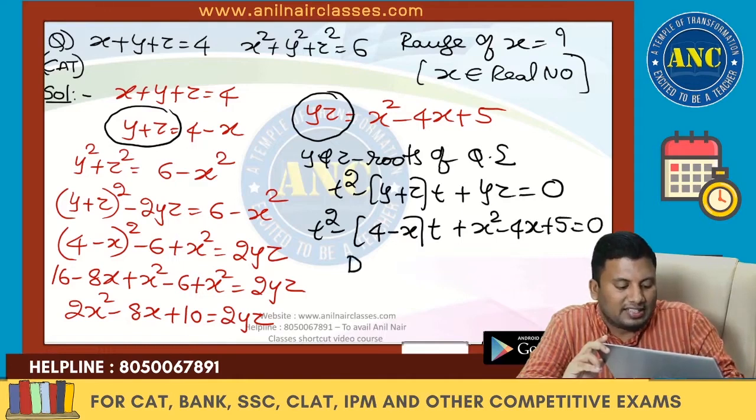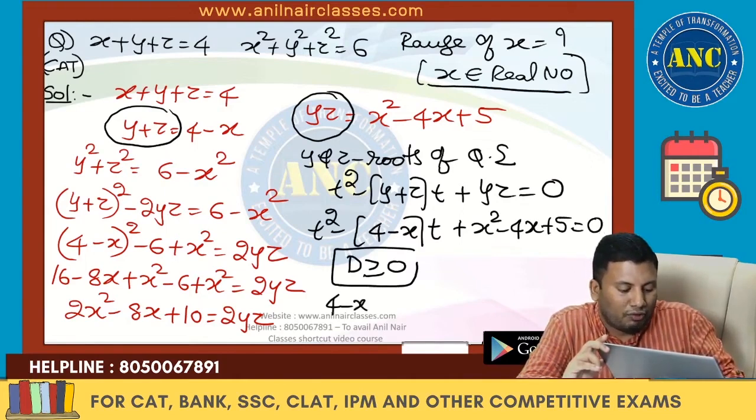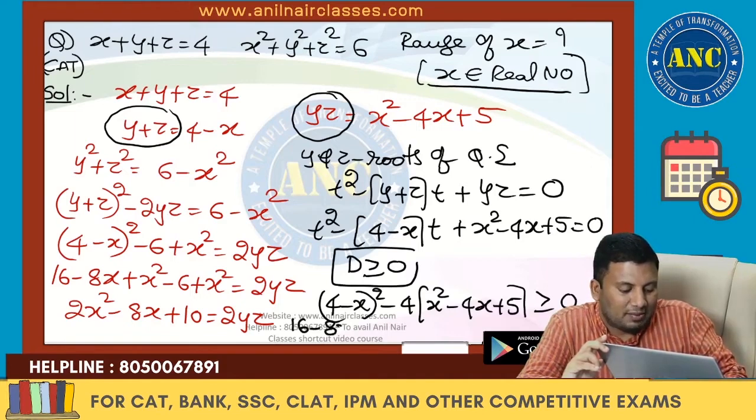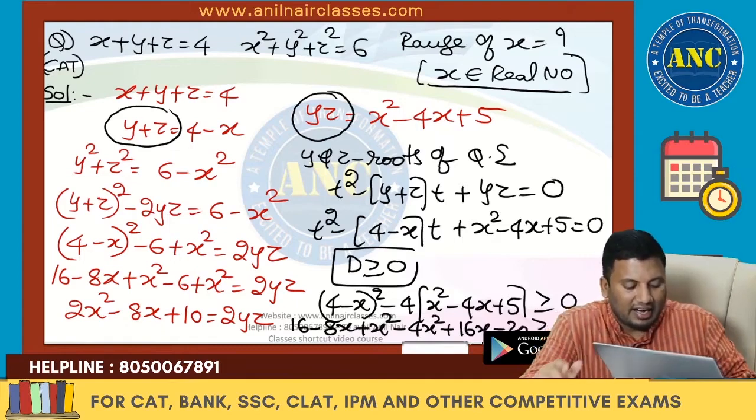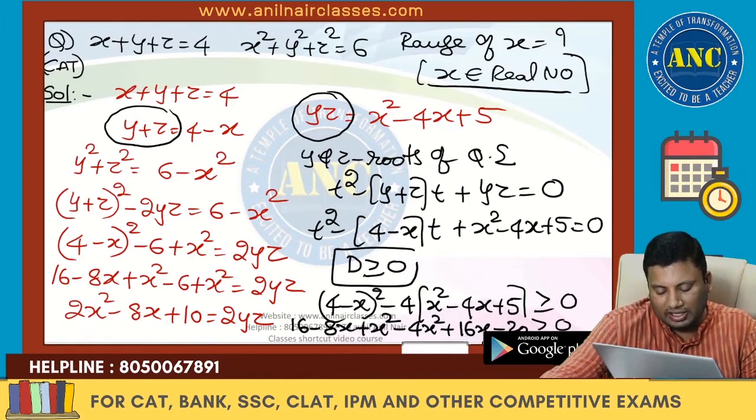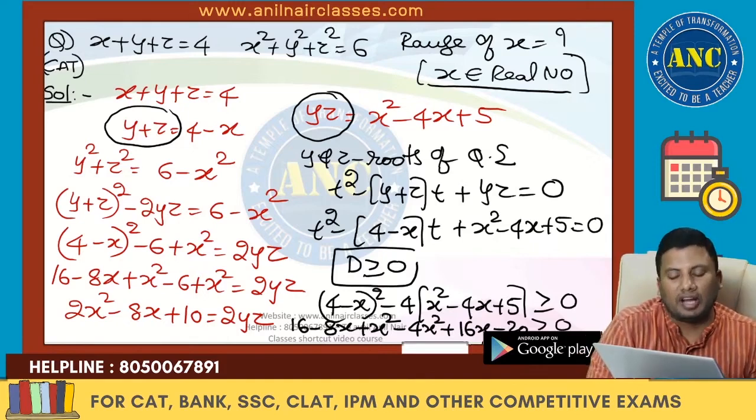Discriminant is greater than or equivalent to 0 because x is a real number. So (4 minus x) whole square minus 4 into (x square minus 4x plus 5) greater than or equivalent to 0. This is 16 minus 8x plus x square minus 4x square plus 16x minus 20 greater than or equivalent to 0. So what will be the equation? X square minus 4x square is minus 3x square plus 8x minus 4. I hope it is clear.